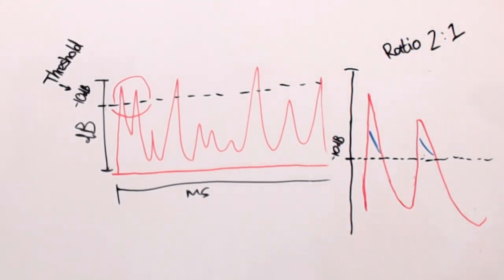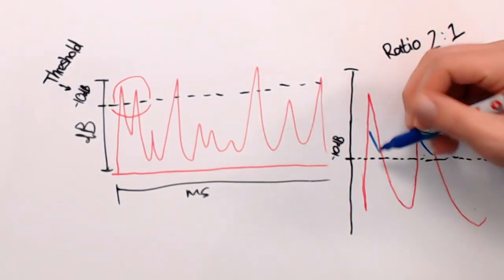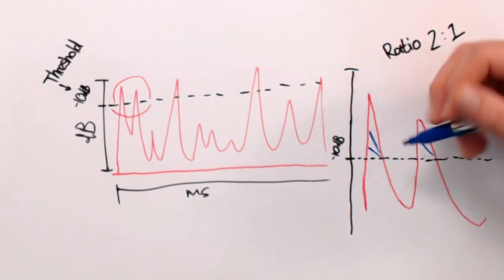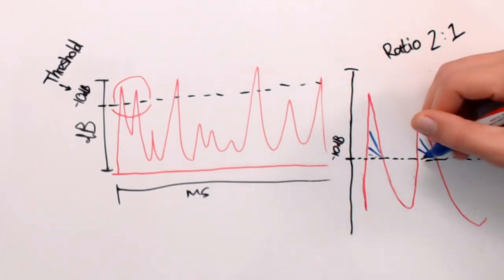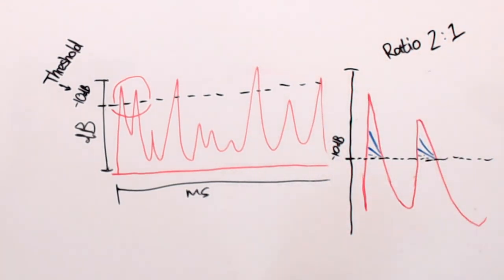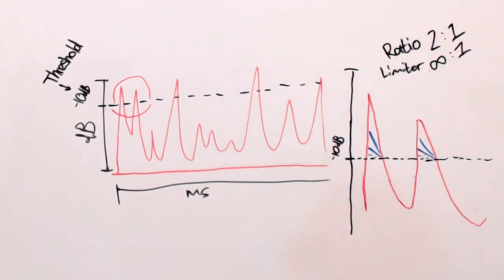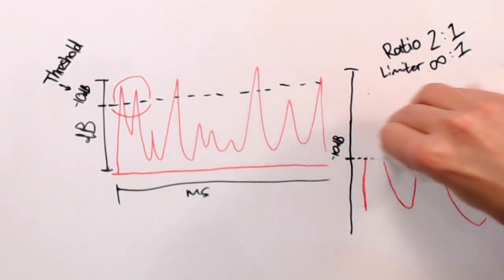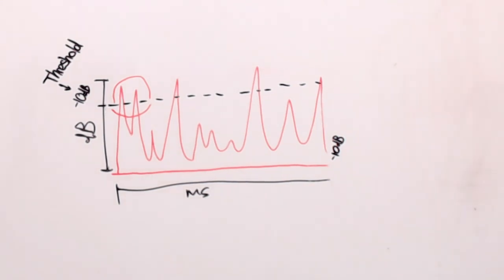So for example, as you set the ratio higher, like 4 to 1 or 8 to 1, the amount that gets reduced per dB goes higher and higher, until you get to a point which is infinite to 1, which generally speaking is what limiters work with. And that essentially doesn't let any sound past the threshold point. I hope that's making sense. So that's the ratio and the threshold.